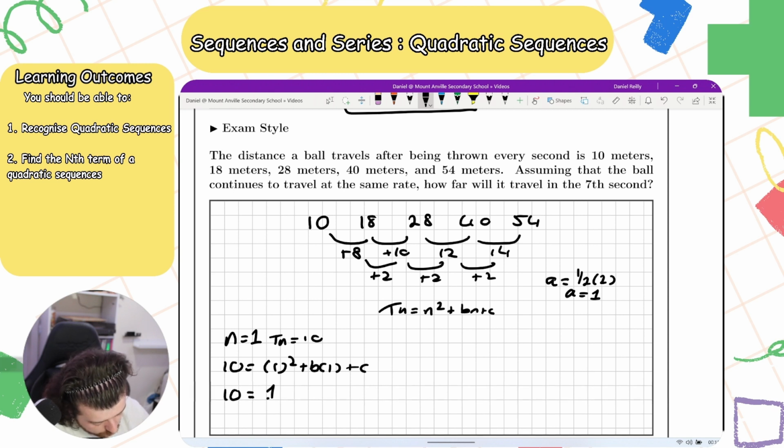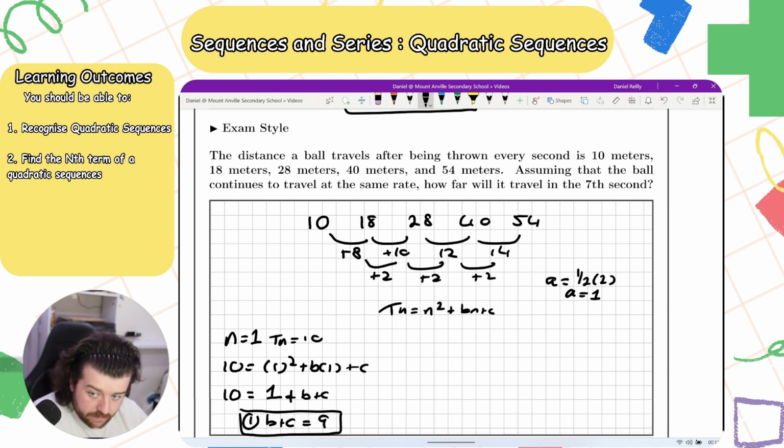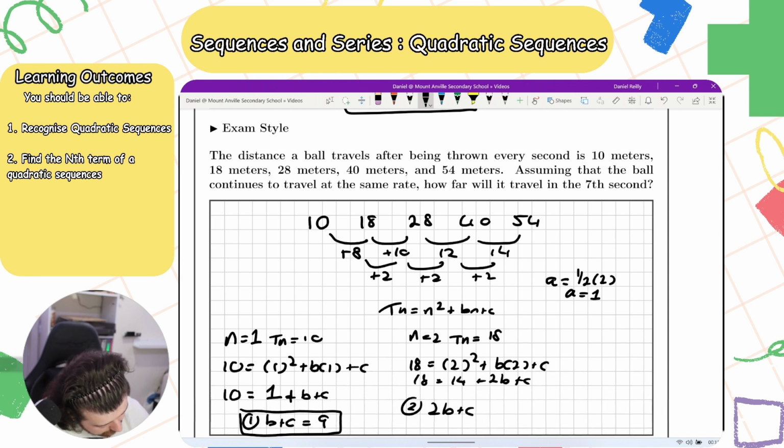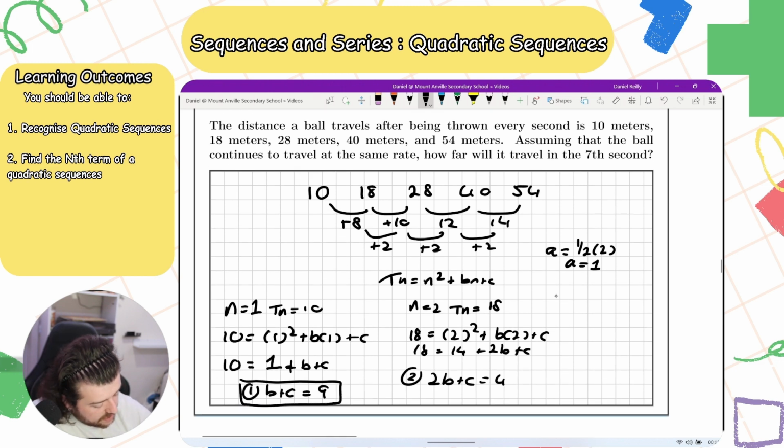10 is equal to 1 plus b plus c. B plus c is equal to 9. Right? And n equals 2. Tn is equal to 18. So my second term is 18. 18 equals 2 squared plus b times 2 plus c. 18 equals 4 plus 2b plus c. 2b plus c is going to be equal to 14. So there's my second equation. Solve these simultaneously now.